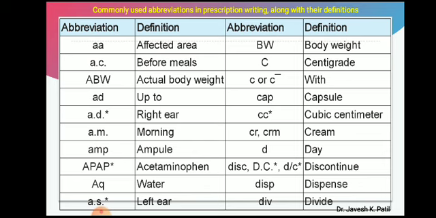I have put those abbreviations in a tabular format. We should know at least these. Okay, let us go through one after another. Many of these might be known to you. See, first AA in small, that is affected area. Then AC means A dot C dot small, before meals.